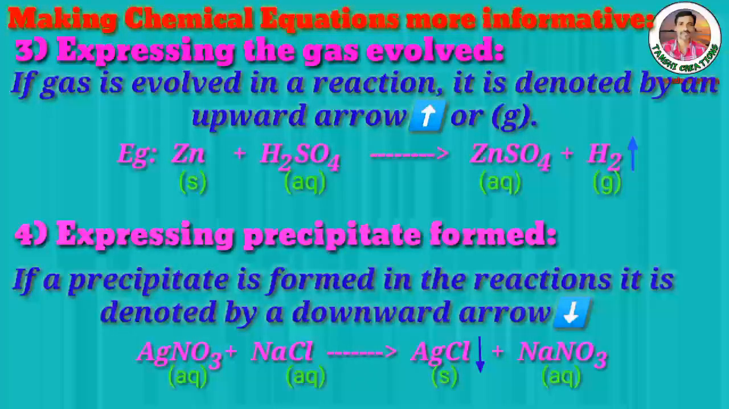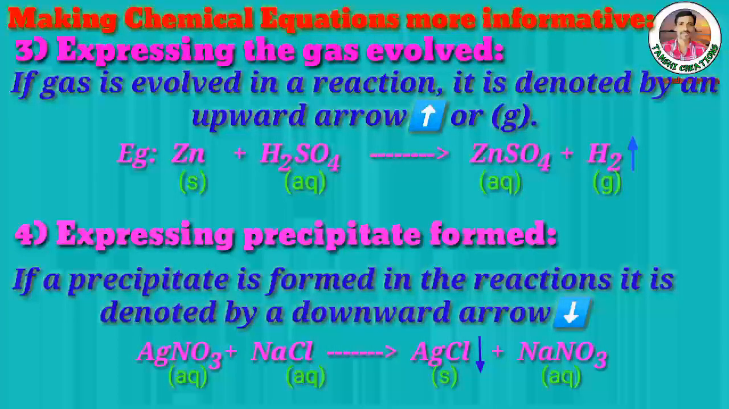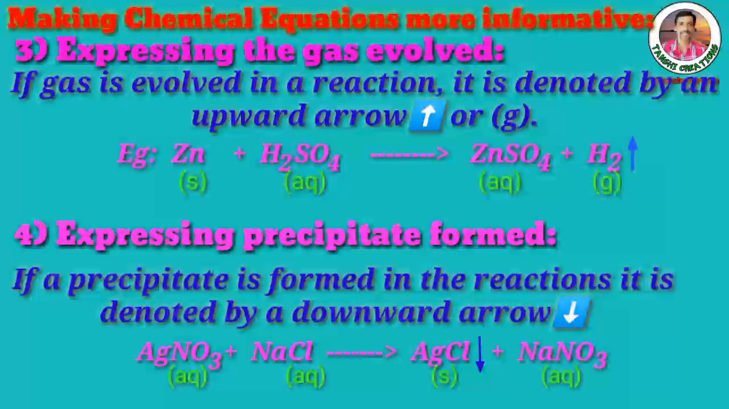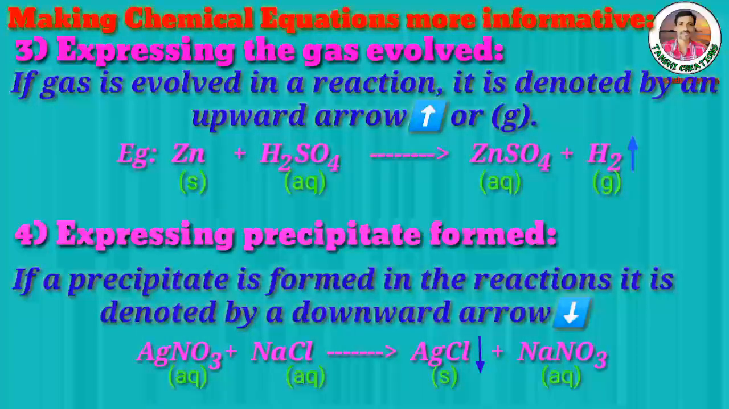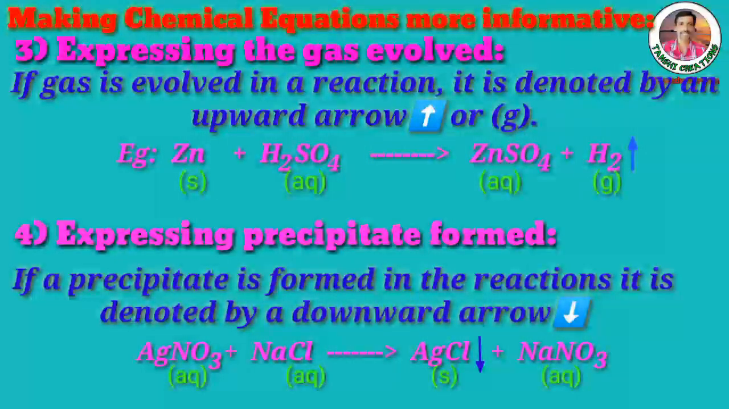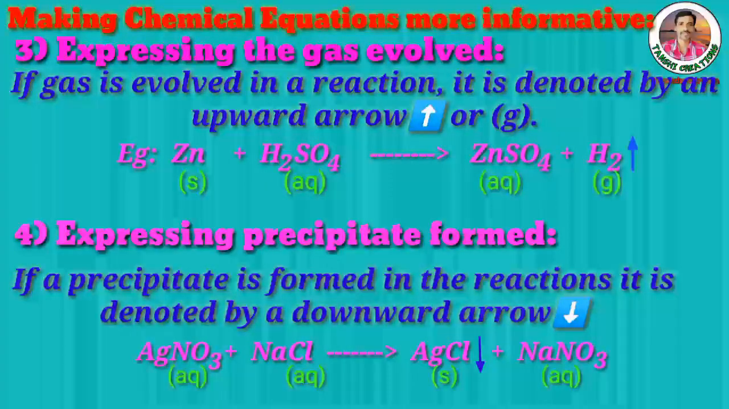Number 3, expressing the gas evolved. If a gas is evolved in a reaction, it is denoted by an upward arrow or G. In this example, hydrogen is the gas. Next, the fourth one, expressing the precipitate formed. If a precipitate is formed in the reaction, it is denoted by a downward arrow. In this reaction, silver chloride is the precipitate.